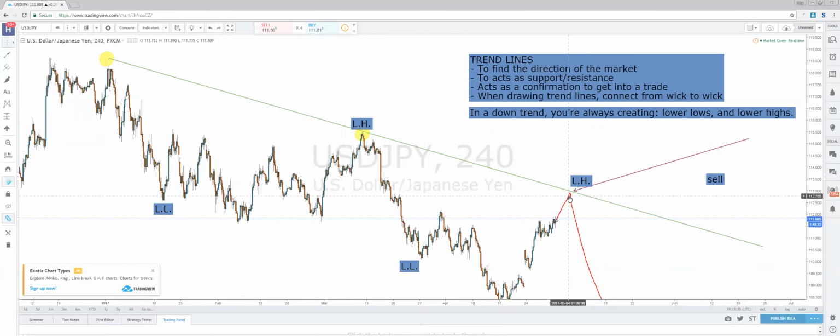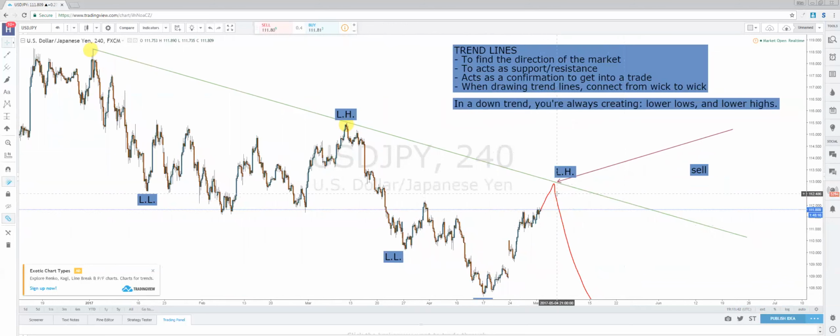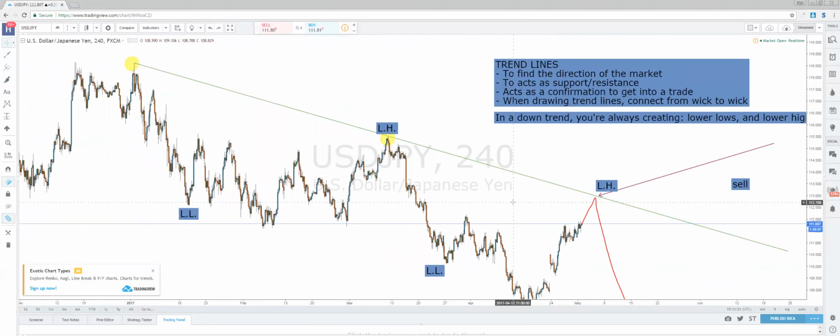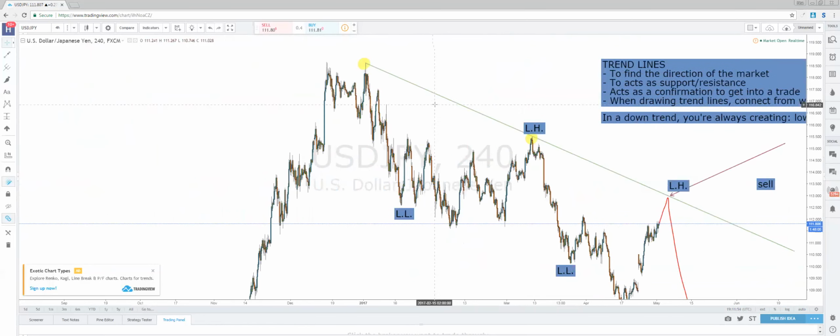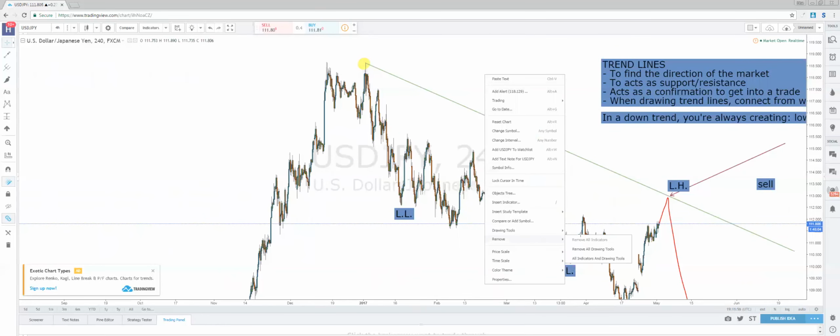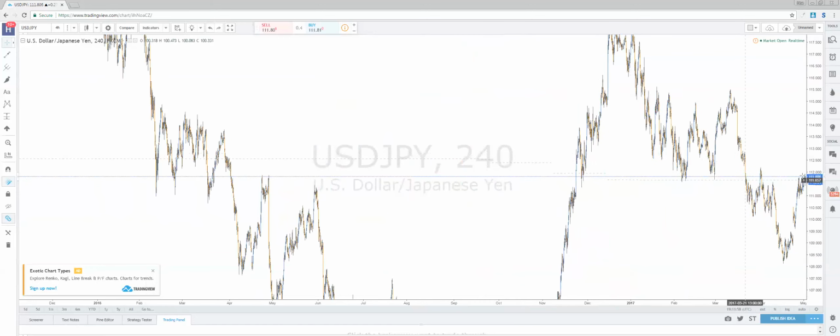I'm going to be watching this now. I'm showing you guys how it plays out. But if it continues doing what it does here, it's going to hit this trend line, all right, and then it's going to bounce off, and I might even get in on a trade here. All right, so that's a downtrend line. Let's go over uptrend lines. All right, so let me go ahead and zoom out.